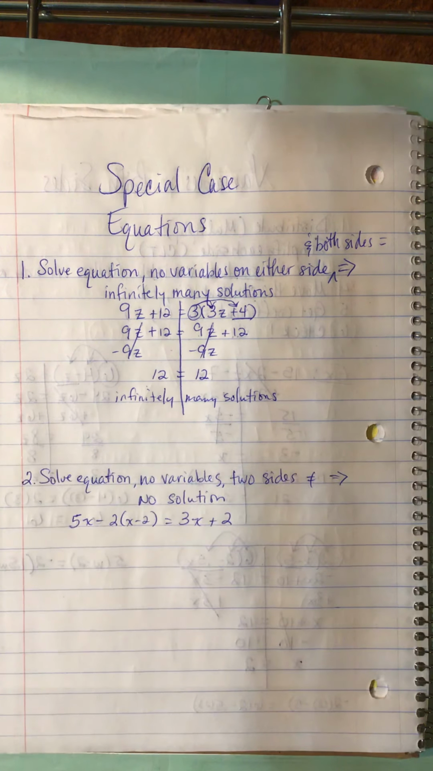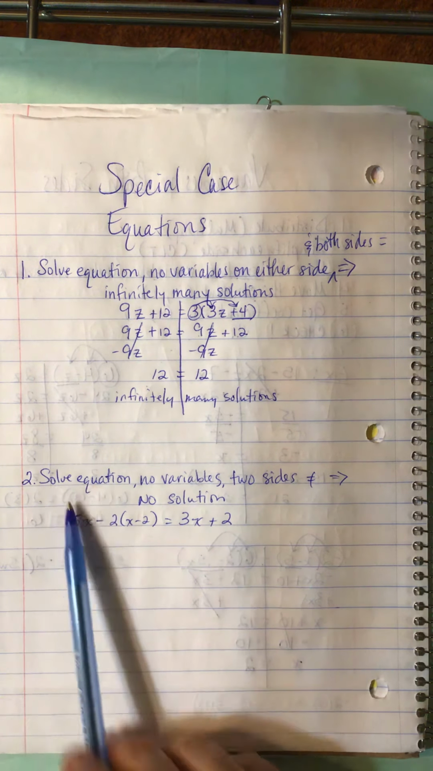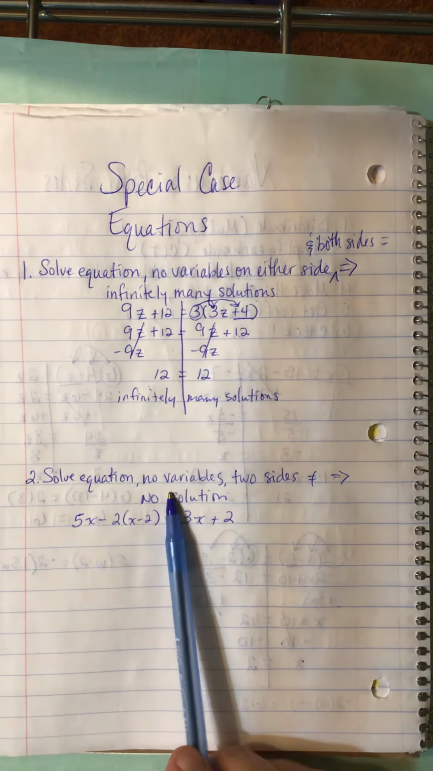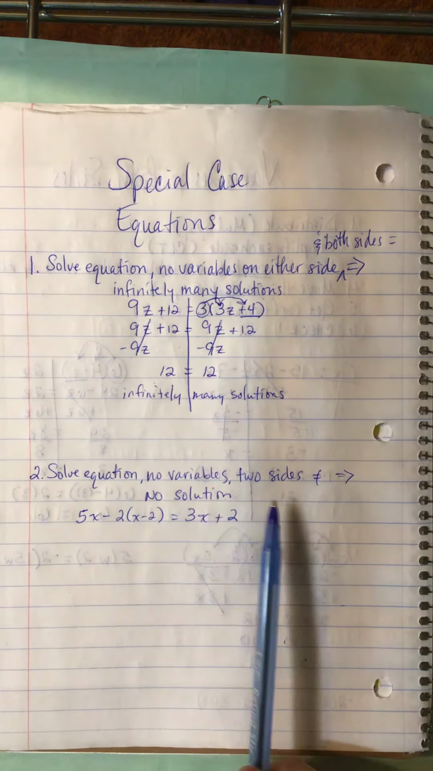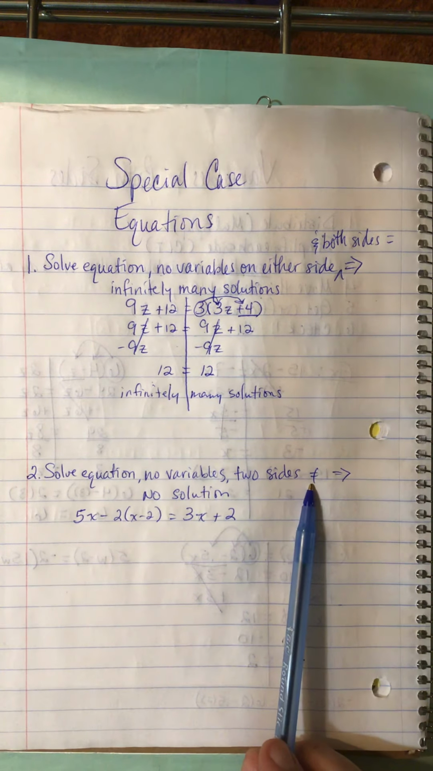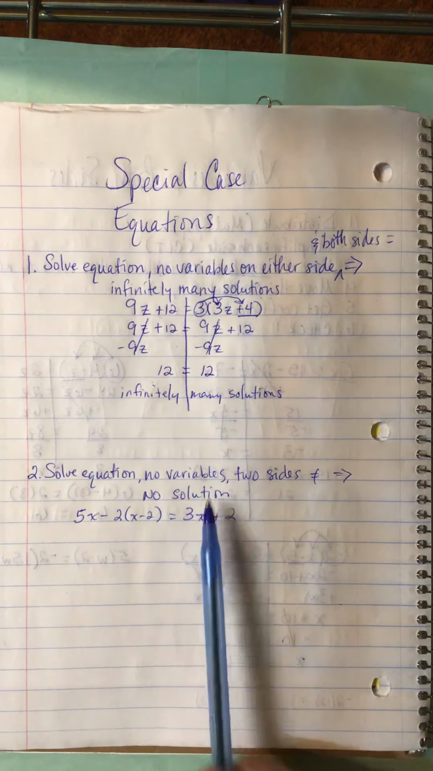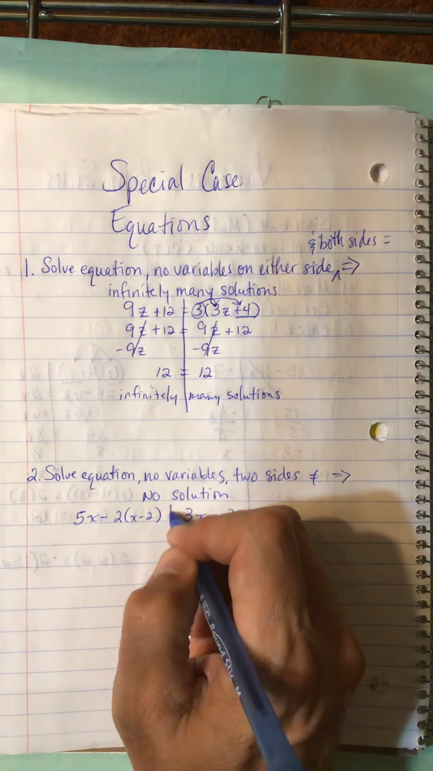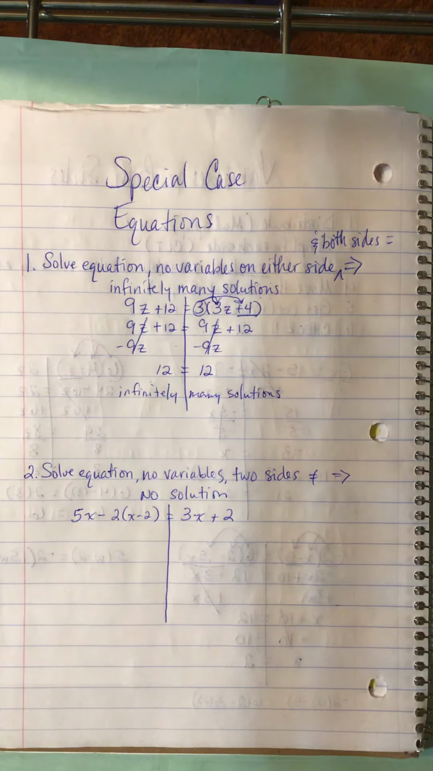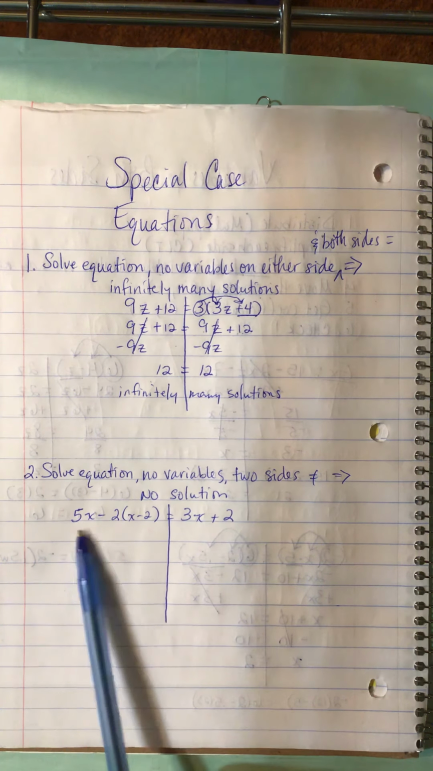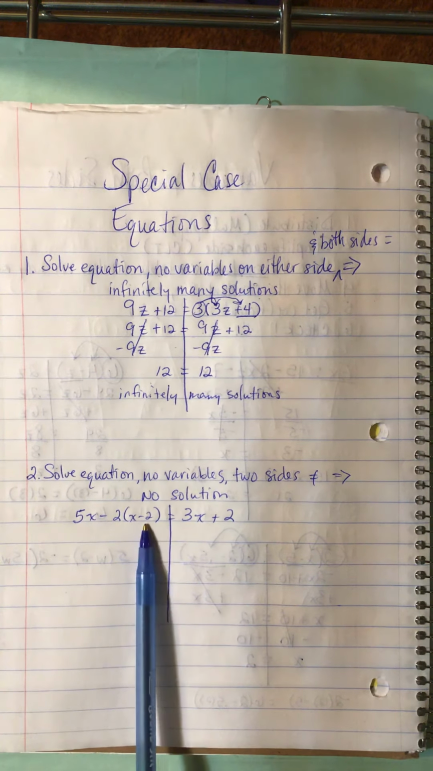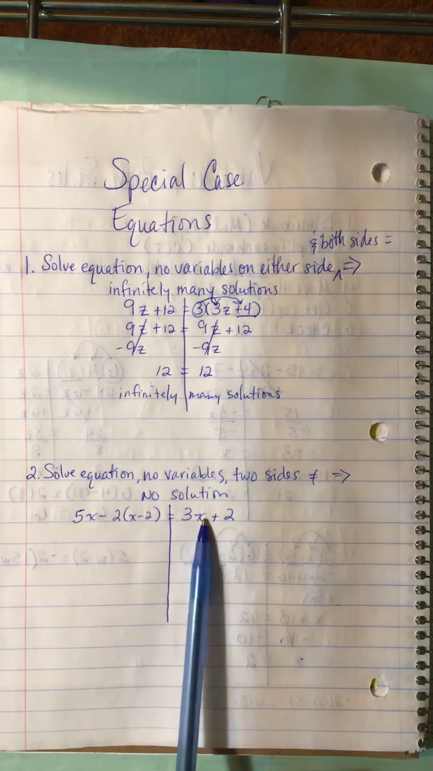The second situation we're going to look at is when we solve the equation, just following our steps. Again, we're going to end up with no variables, but the two sides are not going to be equal. That means we're going to have no solution. So here is the equation we're going to look at right here: 5x minus 2 times the quantity of x minus 2 is equal to 3x plus 2.